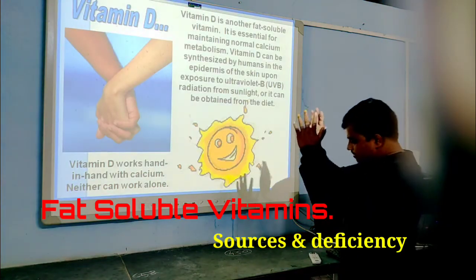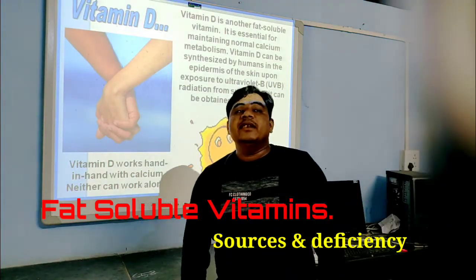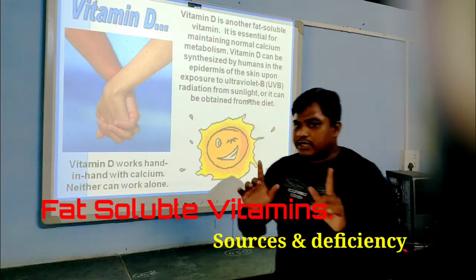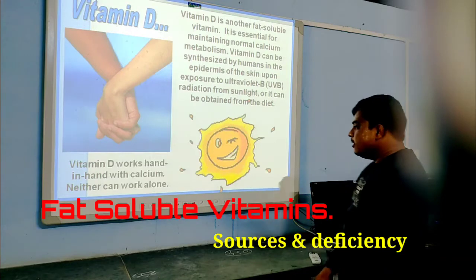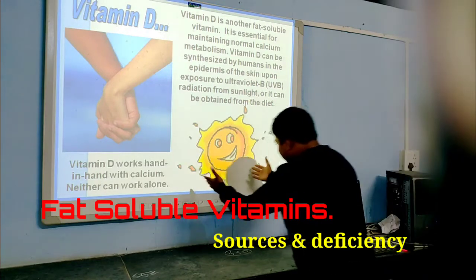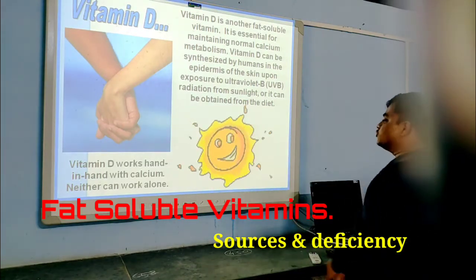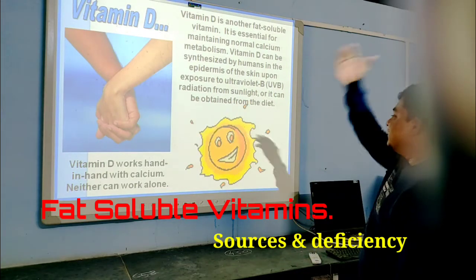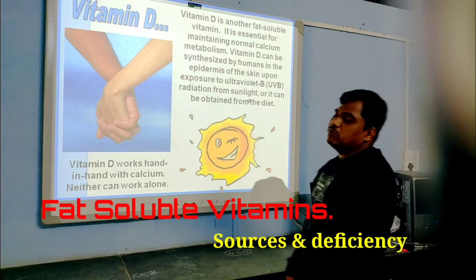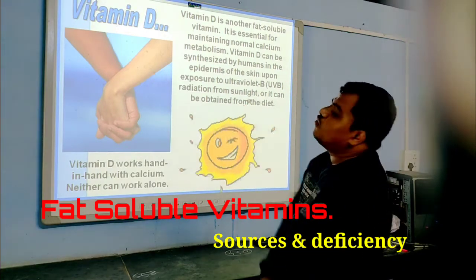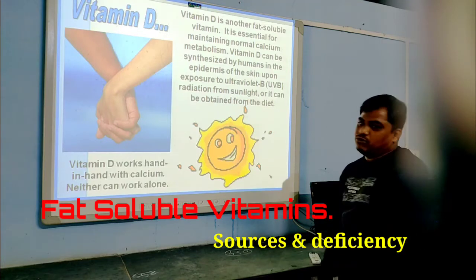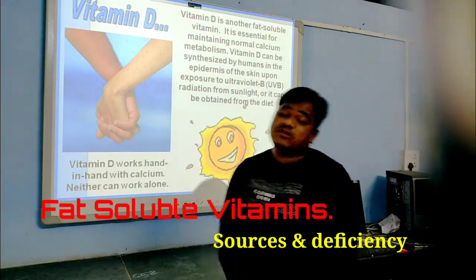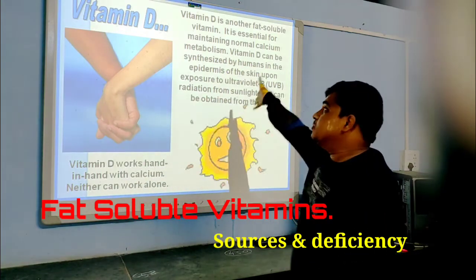Now we move towards vitamin D. After vitamin A, the next vitamin is vitamin D. So see here vitamin D. A very beautiful picture is there: the ultimate source of energy, this is the sun. Vitamin D is another fat soluble vitamin, and it is essential for maintaining normal calcium metabolism. Calcium metabolism is very important, and vitamin D is responsible for that.